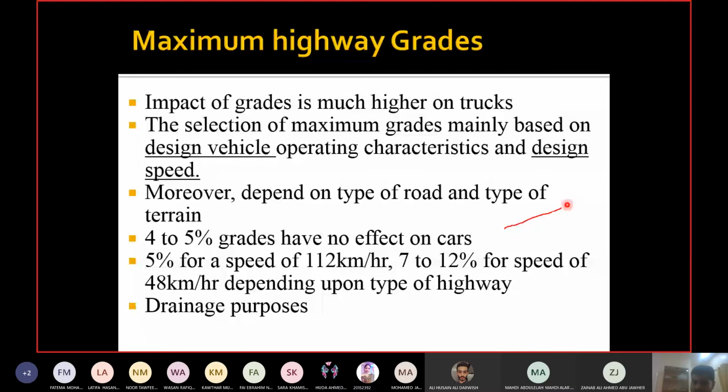Okay, so now what should be the gradient of that? Now this gradient depends upon two things. It depends upon design vehicle as well as design speed. Your design speed is more affected by gradient as compared to cross slope. Okay, and obviously side slope is not for you. Side slope is only for the embankment.